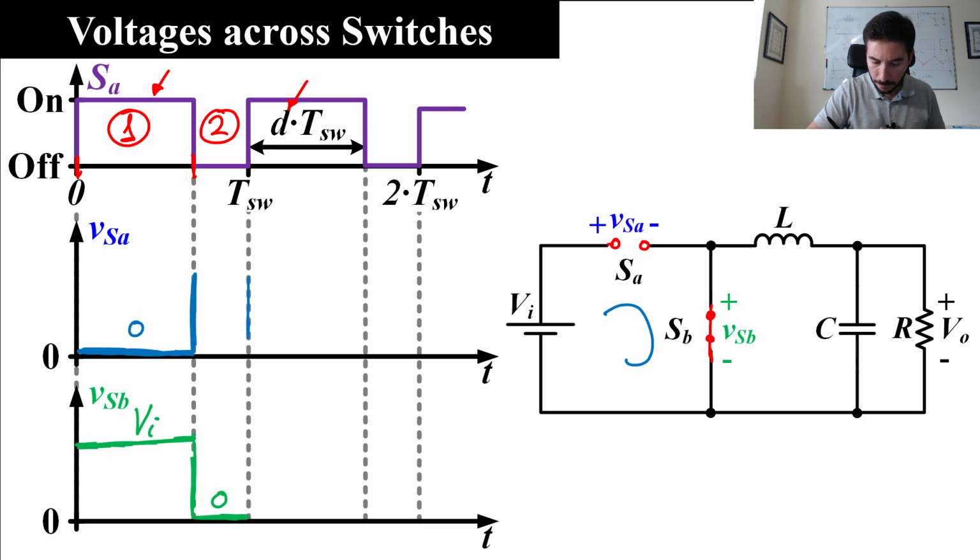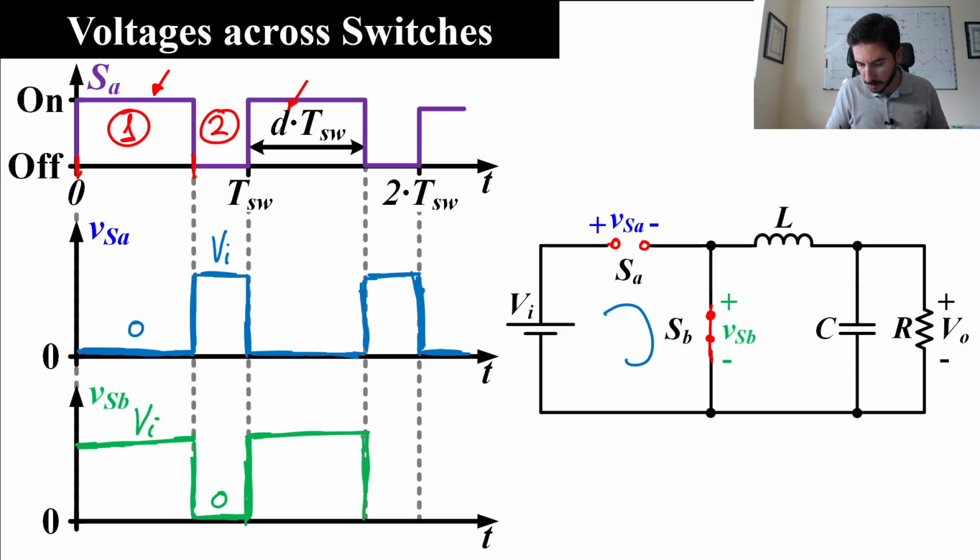So essentially, during state 1, switch B blocks the input voltage. During state 2, switch A blocks the input voltage. And then this is periodic, so we can complete here the waveform. We do the same for switch B, and as you can see, the waveforms are just complementary.